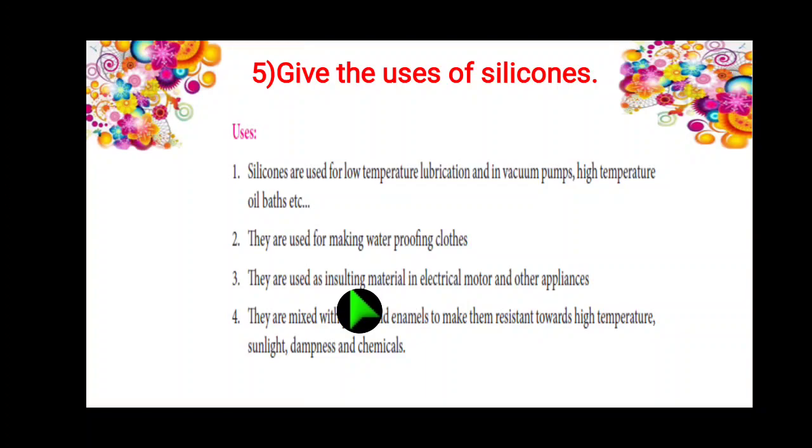Point number 3. They are used as insulating material in electrical motors and other appliances. Point number 4. They are mixed with paint and enamels to make them resistant towards high temperature, sunlight, dampness and chemicals. So these are the uses given for silicones.